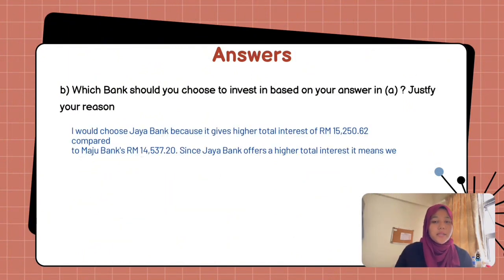In B, which bank should you choose to invest in based on your answer in A? Justify your reason. I will choose Jaya Bank because it gives higher total interest. Since Jaya Bank offers a higher total interest, it means we will earn more profit by investing there.